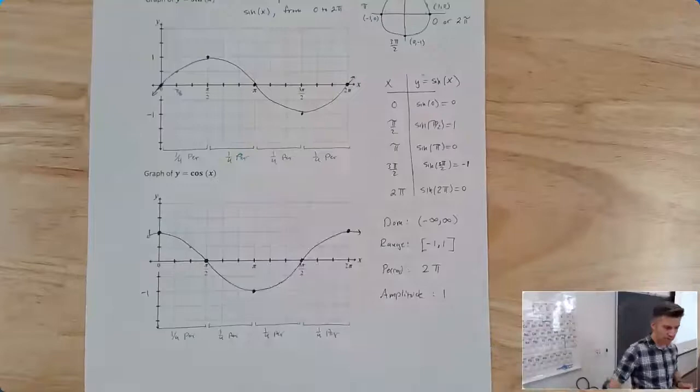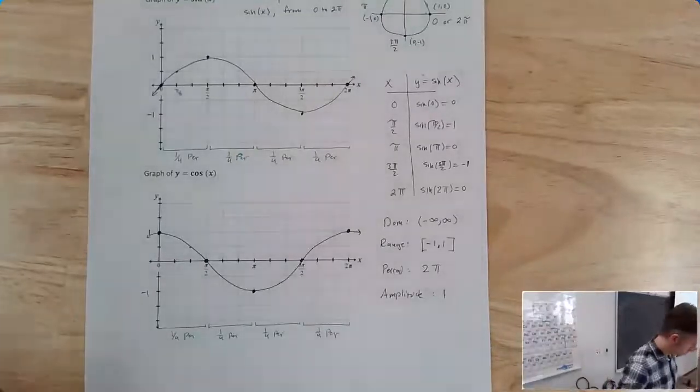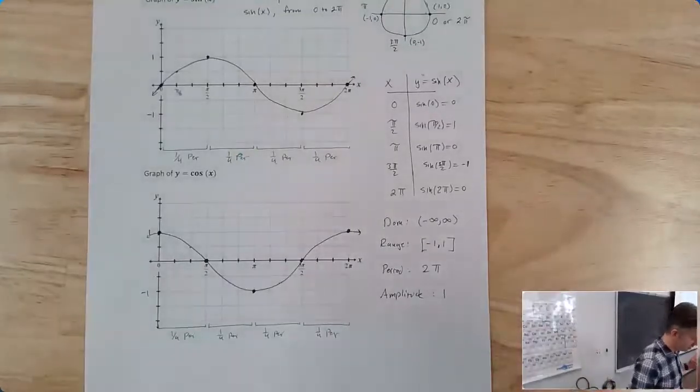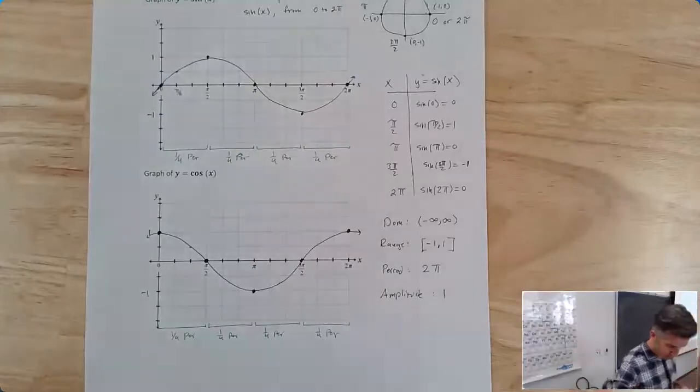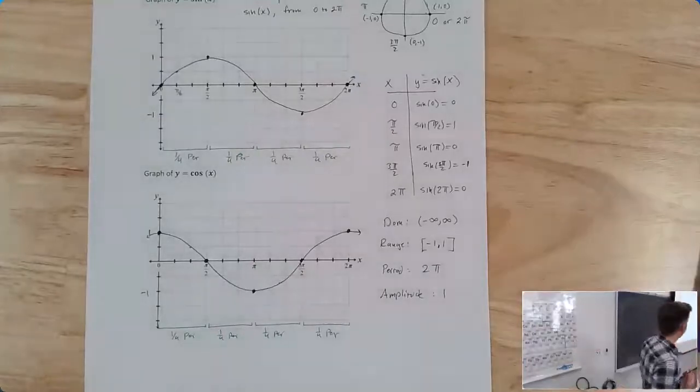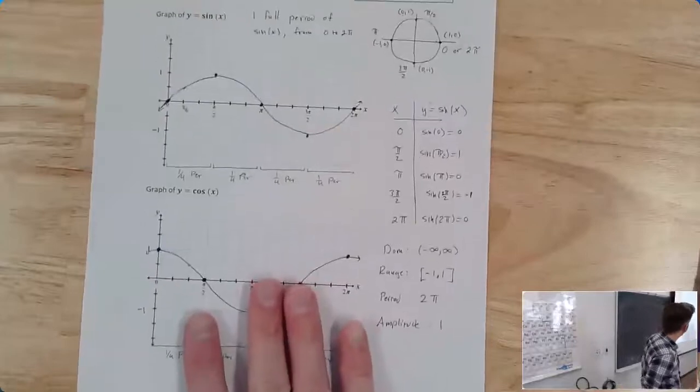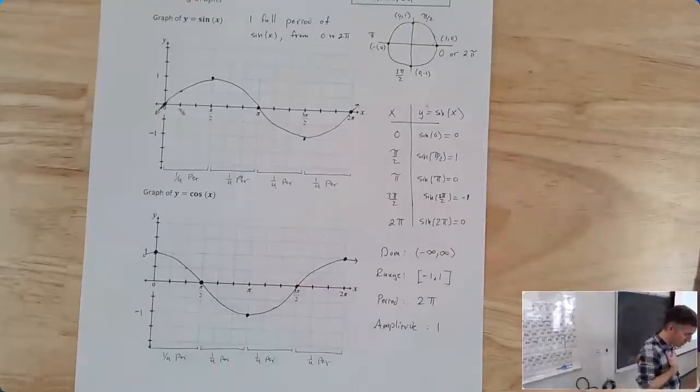Sorry. So anything else to say here? There was one other thing to say. No, I guess we're good. All right. So let's talk a little more generally. Sine and cosine typically have this shape.